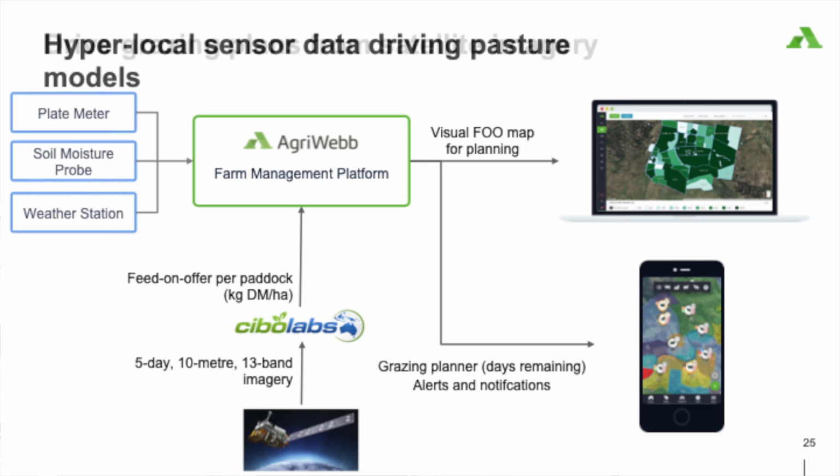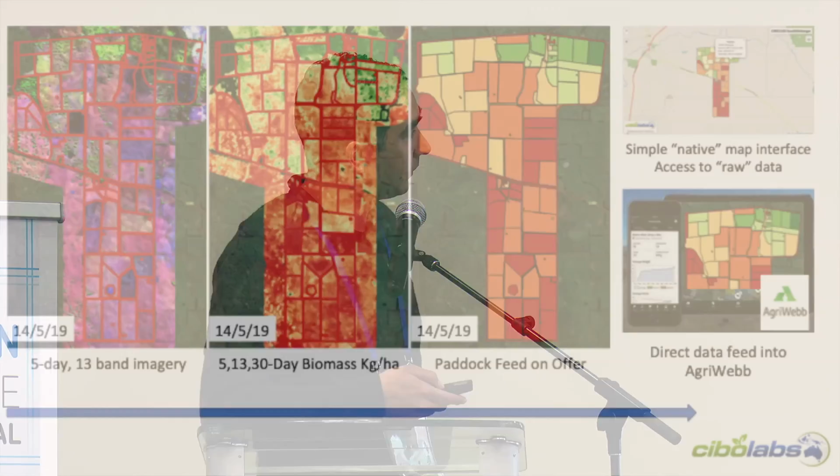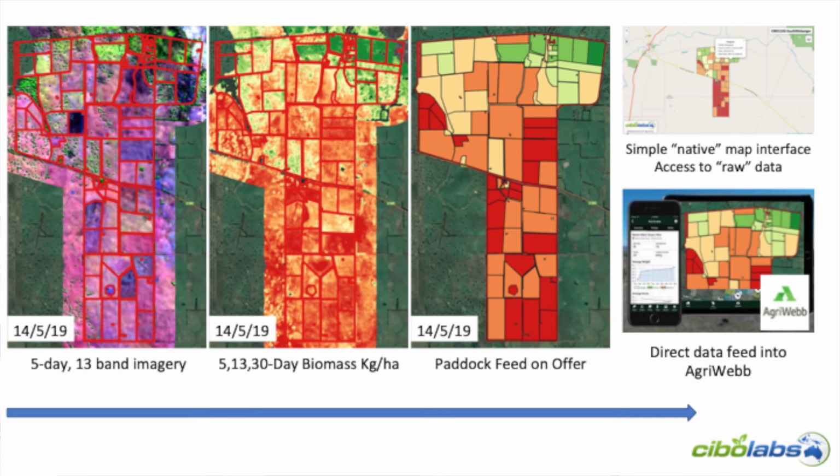The exciting bit then is when you combine that information with plate meters, soil moisture readings, etc. So you can start to have more hyperlocal, again, data driving those models within a system like AgriWebb to give you more accurate predictions and measurements of pasture growth, on pasture. And here's an example of what SIBO looks like for one of the farms we visited yesterday.